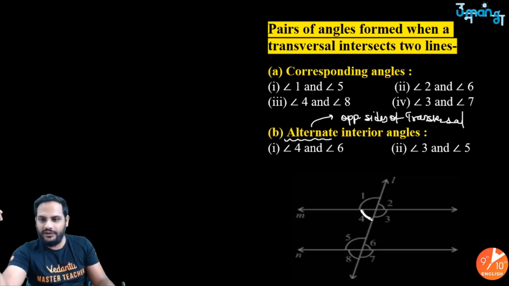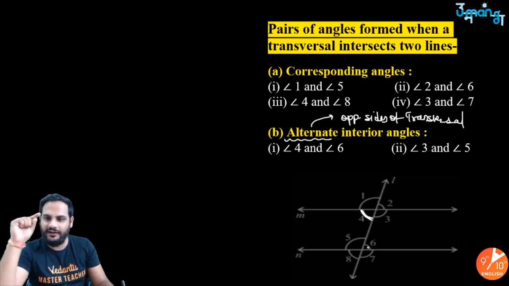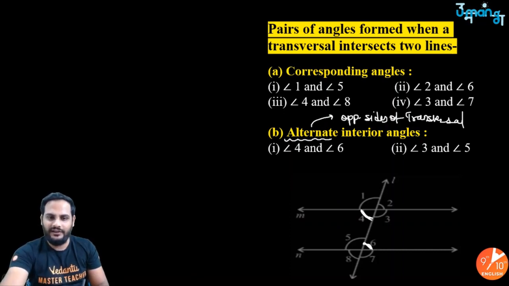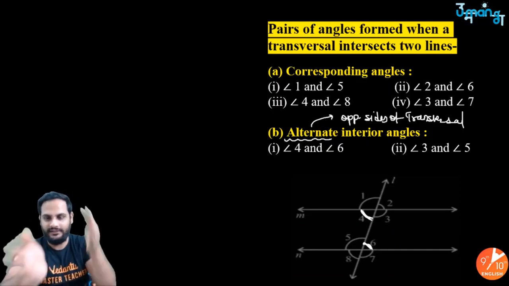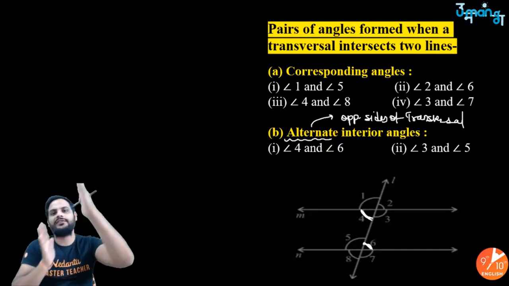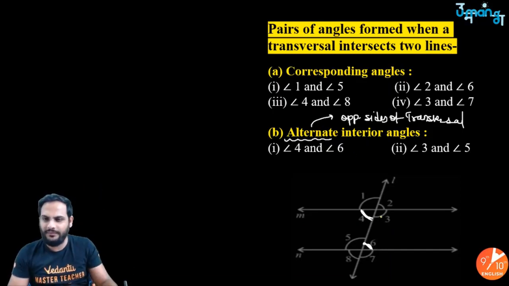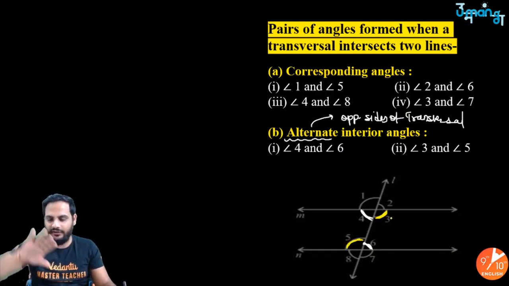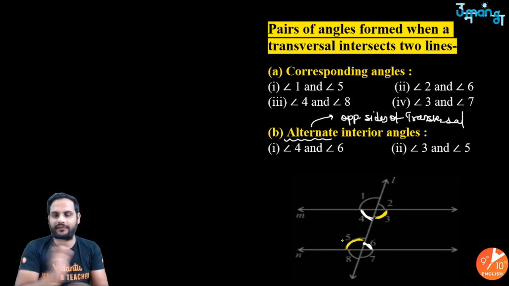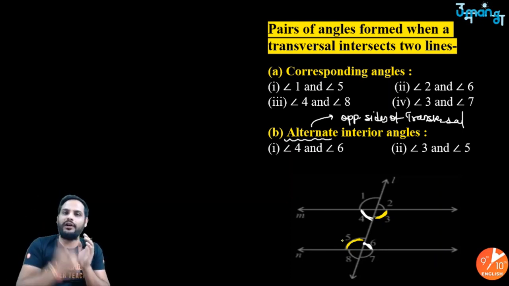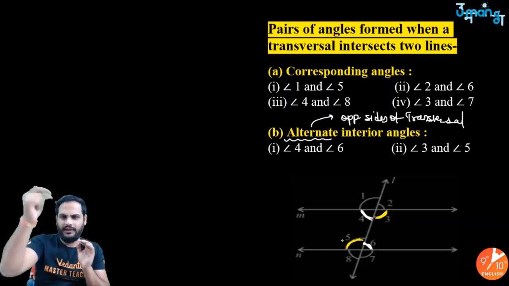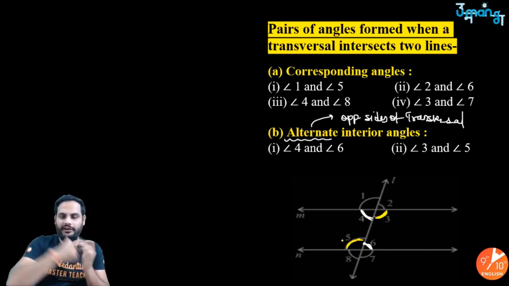So you can see angle 4 is on the left side, angle 6 is on the right side of the transversal. So angle 4 and angle 6 are interior alternate. They are interior angles as well as on the opposite sides of the transversal. Then angle 3 and angle 5. Angle 3 is on the right side, angle 5 is on the left side. So 3 and 5 are also a pair of interior alternate angles. Got it? Corresponding angles done, interior alternate angles done.